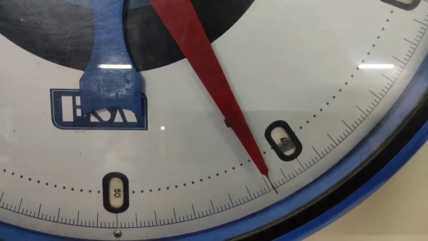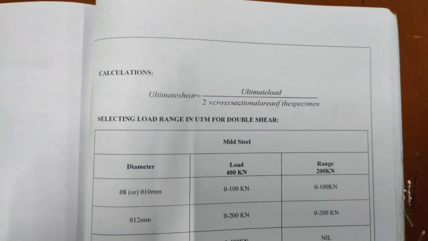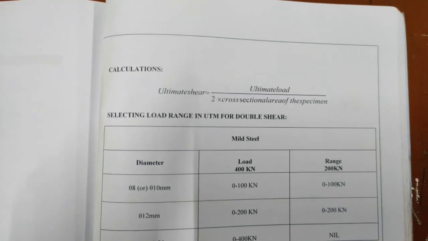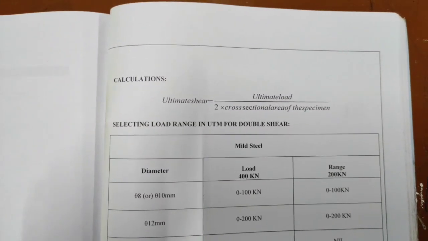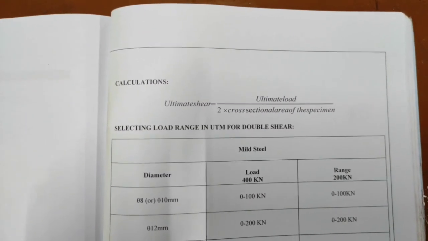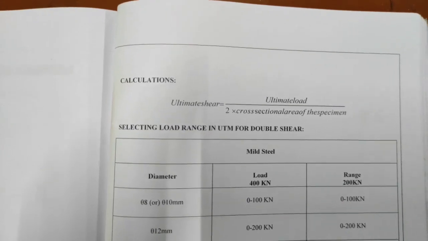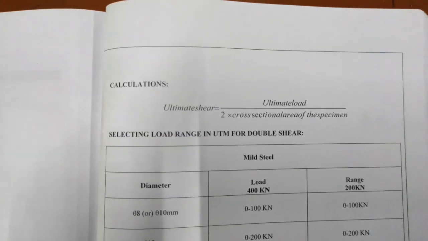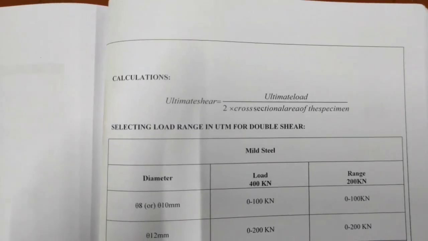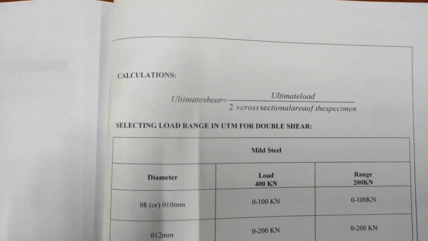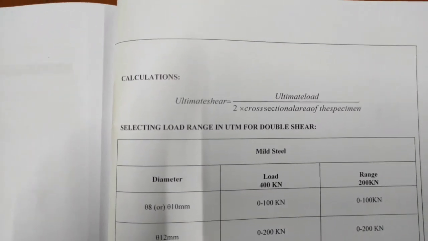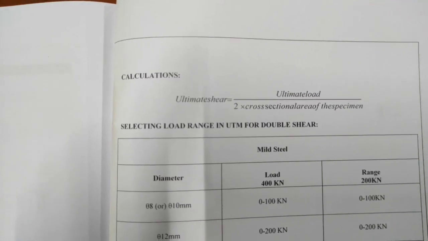From the red needle. As we discussed earlier, our ultimate aim is to measure the ultimate shear strength of the material. The material we have used is mild steel, so we want the ultimate shear strength of the mild steel material. This is the formula we are going to use to determine it: ultimate shear stress is equal to ultimate load divided by 2 times the cross-sectional area of the specimen.